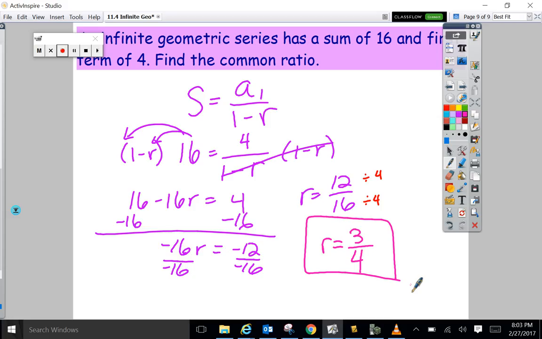All right, make sure you check your work. Make sure that you have gotten our common ratio of 3/4. Since I'm telling you that this geometric series has a sum of 16, that means the common ratio that you get must be less than 1. So if you have an answer that is greater than 1, you've done something wrong. So that should be a good indicator. And then you can always plug it back in to check your work. So plugging it back into 4 over 1 minus 3/4, and that should give you 16.